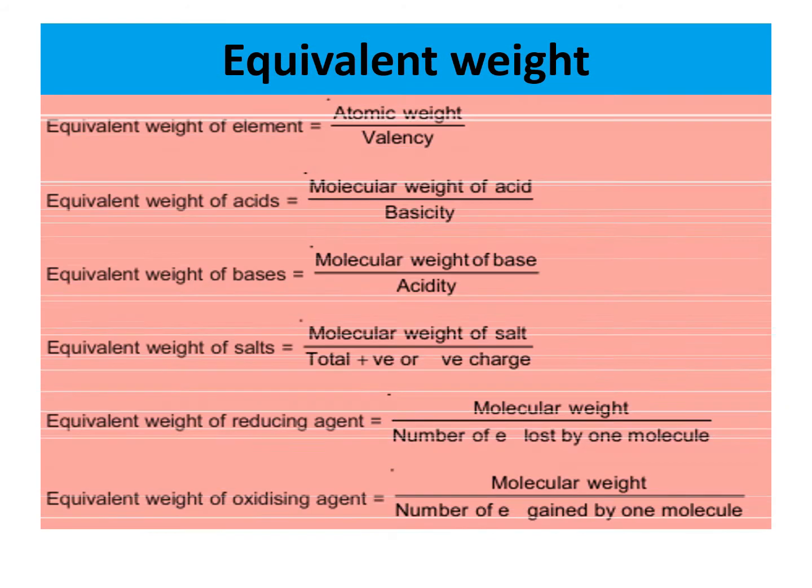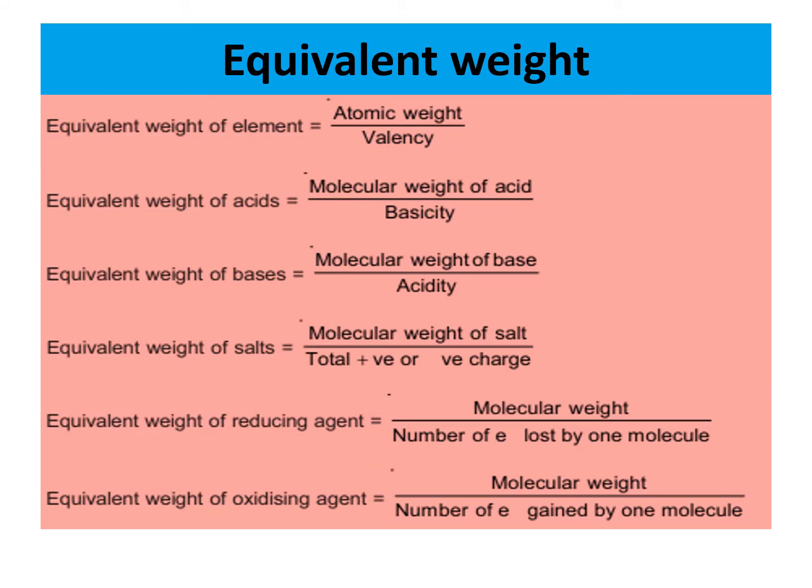And the next one is equivalent weight. What is equivalent weight? Equivalent weight is the atomic weight divided by its valency, if it is an element. Or it may be an acid or a base or a salt. It will differ according to that. If it is an element, you only write the atomic weight and its valency. If it is an acid, you take the whole molecular weight of the acid and its basicity. If it is a base, you take the whole molecular weight and its acidity. If it is a salt, the whole molecular weight of the salt divided by its total positive or negative charge, whether positive or negative.